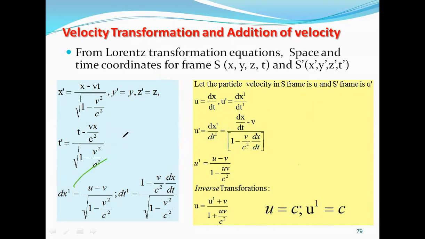Let me clear this again. dx by dt is u. d by dt of x is going to be dx by dt, and that is going to be u. Okay. Then d by dt of vt is going to be v. Is it clear, these two? So when you do these two things, you're going to get this one. Is it clear, this equation?